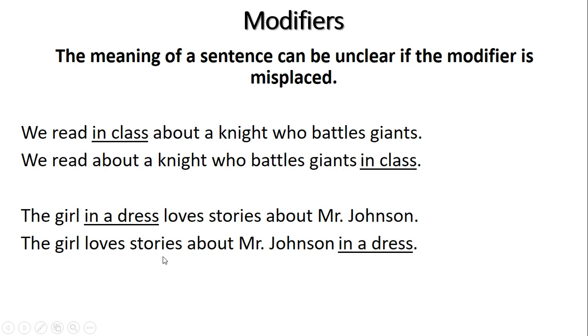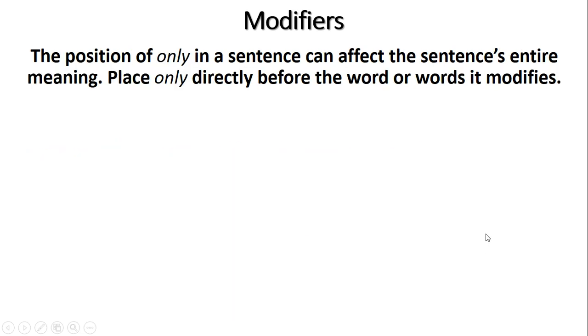The girl loves stories about Mr. Johnson in a dress. Notice, in the first sentence, the girl is the one who's in the dress, and she loves stories about Mr. Johnson. In the second sentence, the girl now loves stories about Mr. Johnson, who is in a dress. So do we see how moving that prepositional phrase to a different spot makes the sentence unclear? We don't know what's going on, so it changes the whole idea. When it comes to prepositional phrases, you want to keep them as close as you can to the words that they modify, because if you don't, it changes the meaning of the sentence.